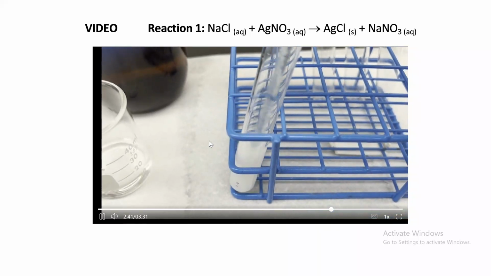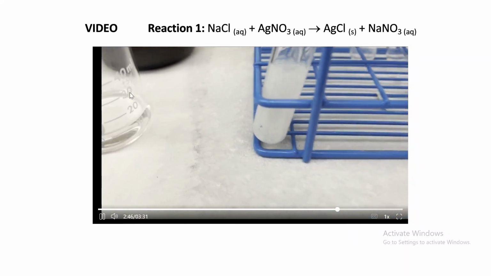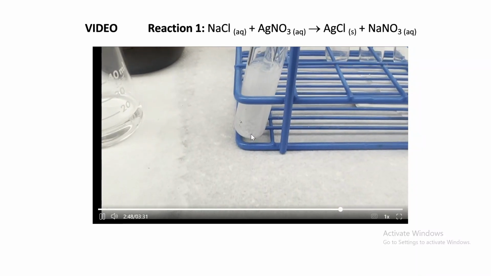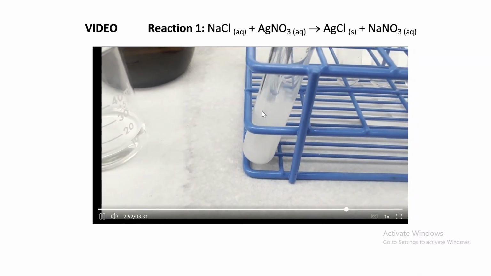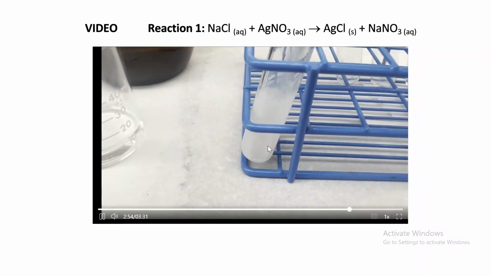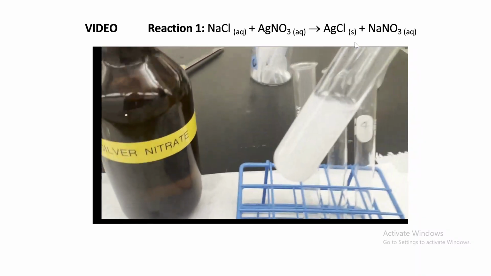And if you look, we're going to get the stirring rod. We're going to agitate it a little bit to make it visible. You can see it's a solid. You can see the solid right here. It's interdispersed. Look at that. It's a solid. So silver chloride is a solid.